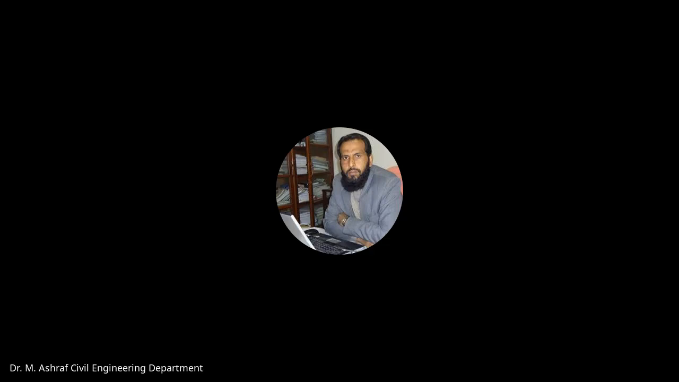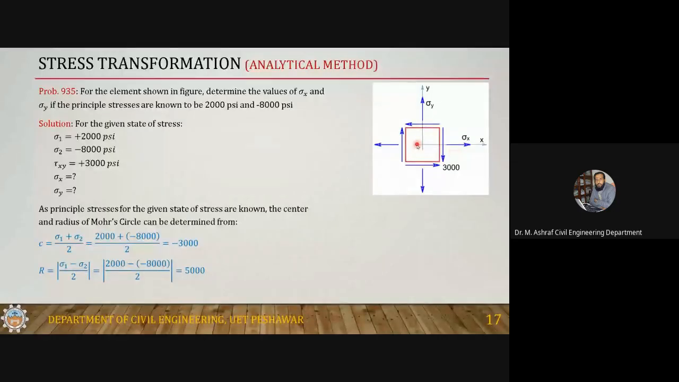Okay, this is the next problem, problem 935. For the element shown in the figure, determine the value of sigma x and sigma y if the principal stresses are known to be 2000 psi and minus 8000 psi. This is a state of stress in which the shear is known but sigma x and sigma y are not known. But for this point, corresponding to this state of stress, the principal stresses are known to you.